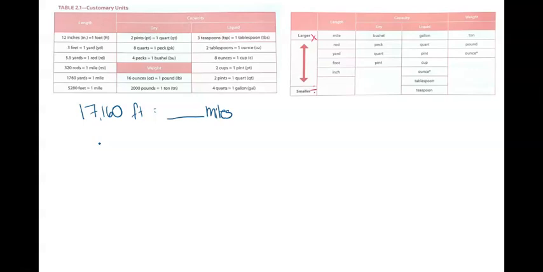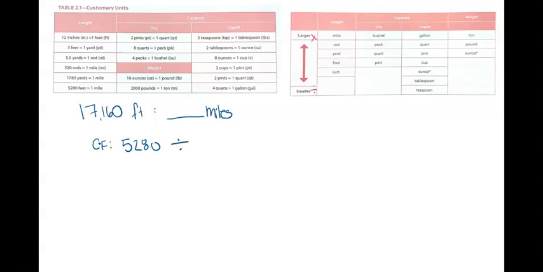Now let's look at example 2 on page 35. It says to convert 17,160 feet into miles. Now that conversion factor is on our left chart already. It says that there are 5,280 feet in 1 mile. So that conversion factor is simple. It's 5,280 is our conversion factor because the smaller unit is feet. Now we're going from a smaller to a larger unit. So in this case, we're going to divide.